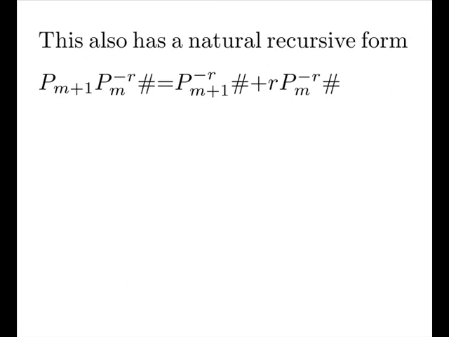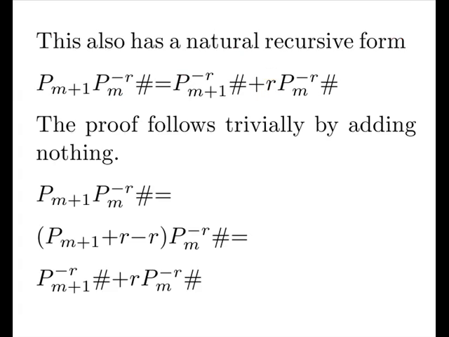This also has a natural recursive form, though more complex. R next prime times our current primorial minor is R next minor primorial plus R times our current minor primorial. Notice how the minor index is introduced in the product. The proof follows trivially by adding nothing. We use the common trick of adding R and subtracting it.